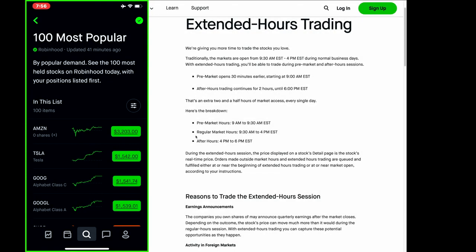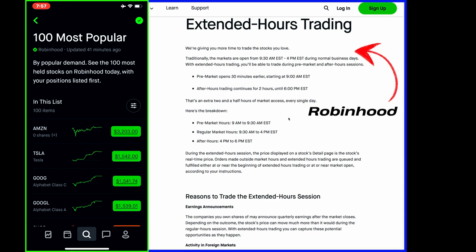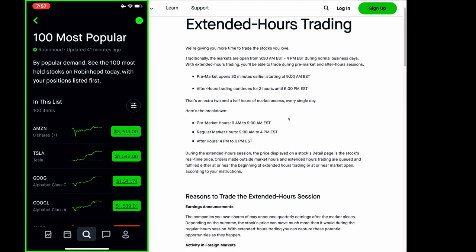I'm assuming that you have some experience navigating the Robinhood app, so I'm not going to go into that in this video, but I will be showing you every step on screen so you can easily do it yourself. What you see is Robinhood on the right at their website, and on the left you see my iPhone with the Robinhood app opened, with the 100 most popular stocks sorted by the highest price.